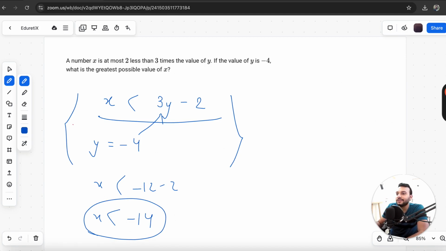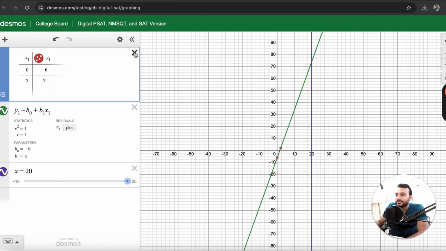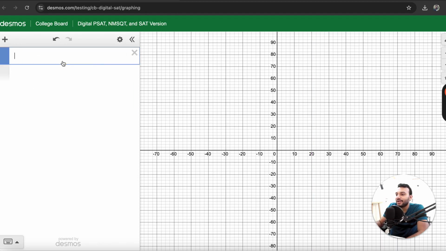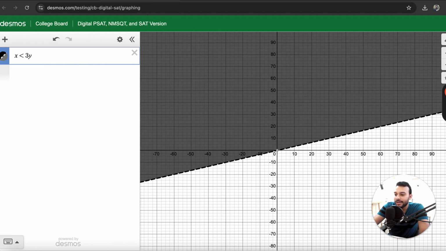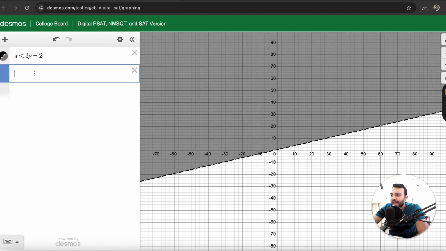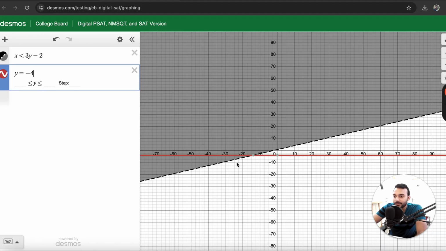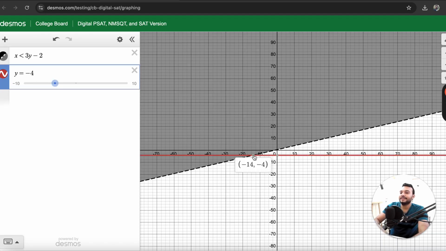Okay, let's look at Desmos. So x less than 3y minus 2. Okay, this one here. And then y is equal to negative 4. So if you look at this, what values do we get? This is the point that has the maximum value of x. If you can see, this is the last point.